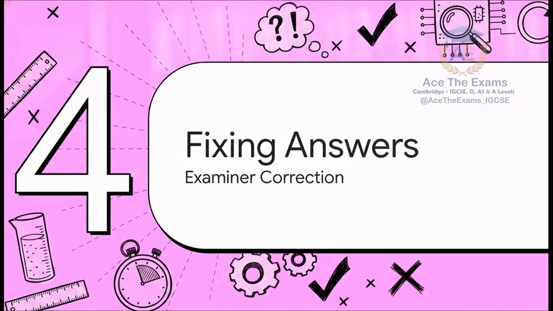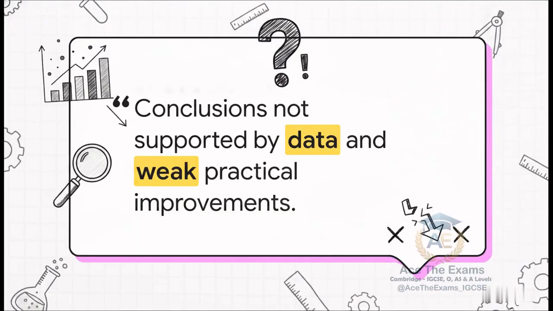Section 4, correcting a flawed answer. Because spotting the error is only half the battle, right? Now we need to see how to actually fix it using our framework. But before we write the perfect answer, I want you to hear this quote straight from the source's Common Mistakes report. Conclusions not supported by data and weak practical improvements.